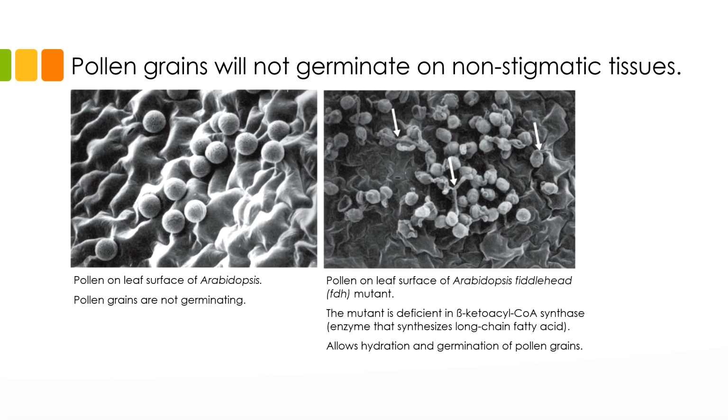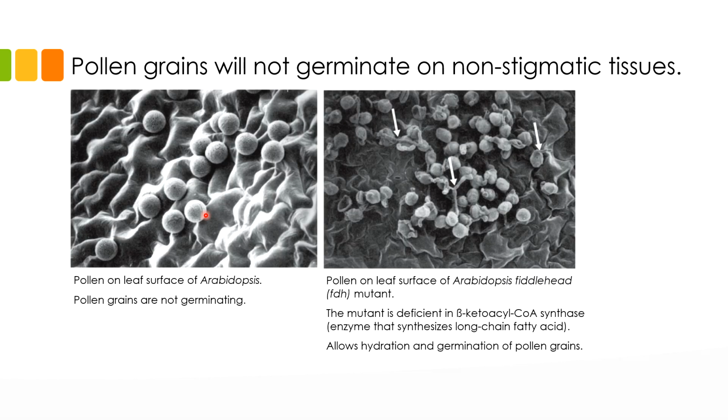Pollen grains do not normally respond to contact with non-stigmatic tissue, such as the leaf epidermis of an Arabidopsis plant, as shown here. The globular structures that you see here are pollen grains just sitting on the surface of the leaves, and they are not germinating.